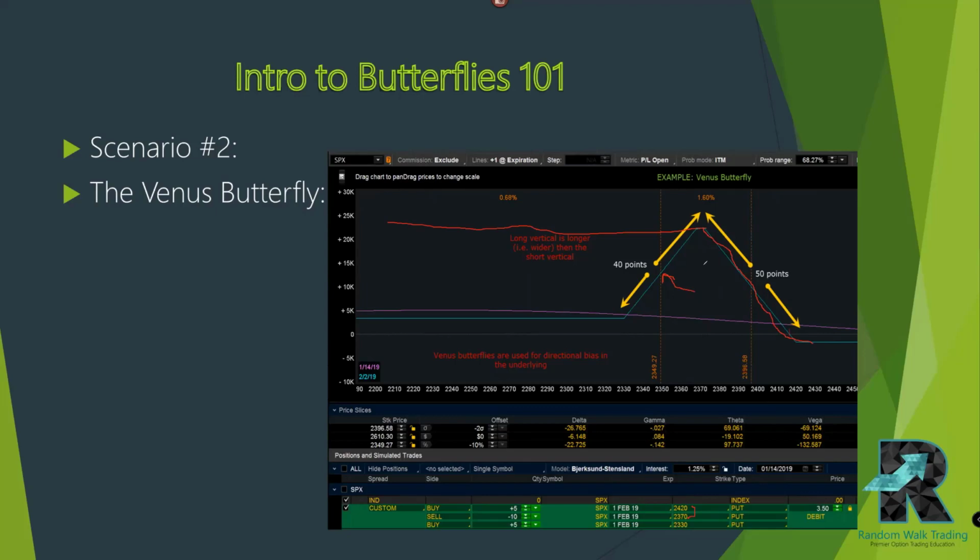We expect the underlying to move either up if we're doing a Venus call fly, or, in this case, down, since we're doing a Venus put fly. So that's what we call the Venus variety of butterflies. We do a lot of these.